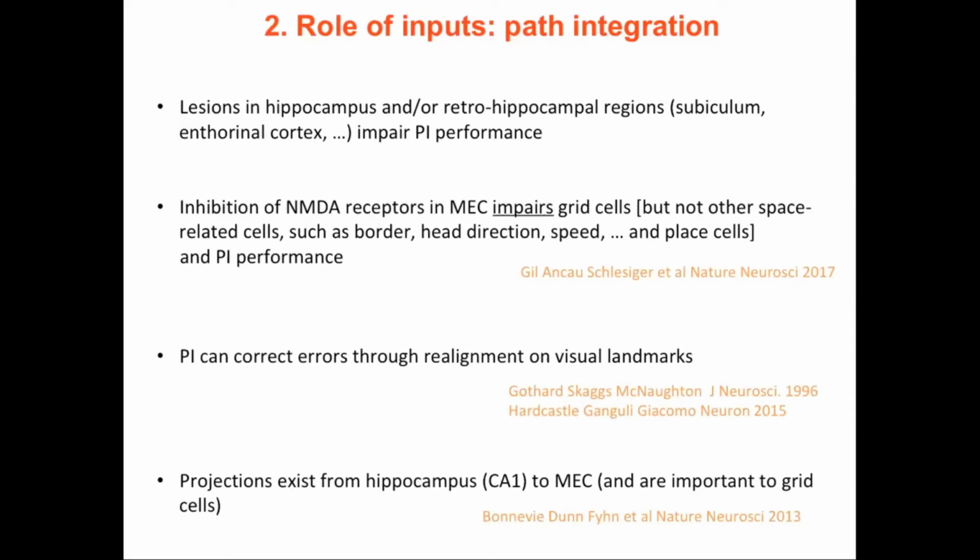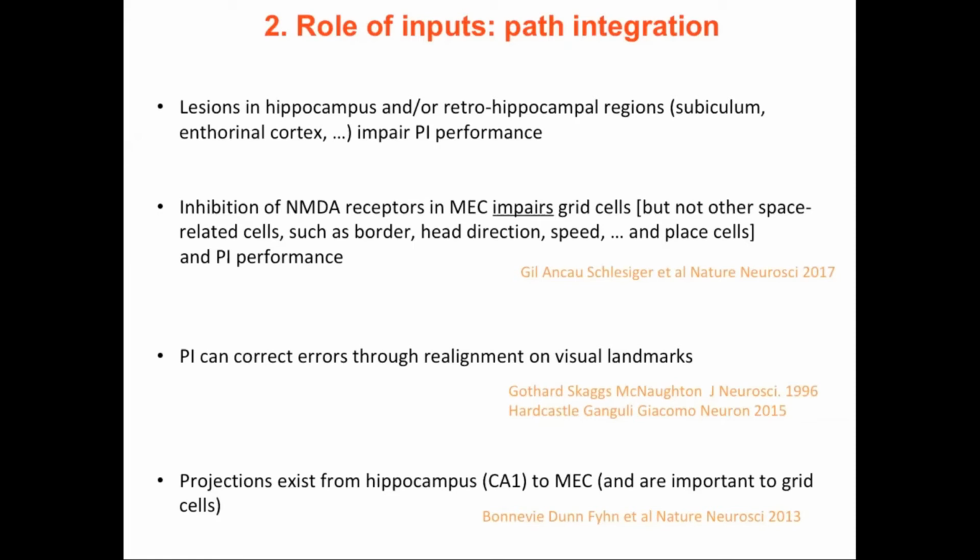It is known that lesions in the hippocampus and also in brain areas which are very close to the hippocampus, in particular the medial entorhinal cortex, which supports grid cells, can impair path integration performance. It is also known that inhibition of NMDA receptors in the medial entorhinal cortex impairs grid cells, but to a much lesser extent other space-related cells such as border, head direction, speed cells, and so on. And this inhibition has some effect on the path integration performance.